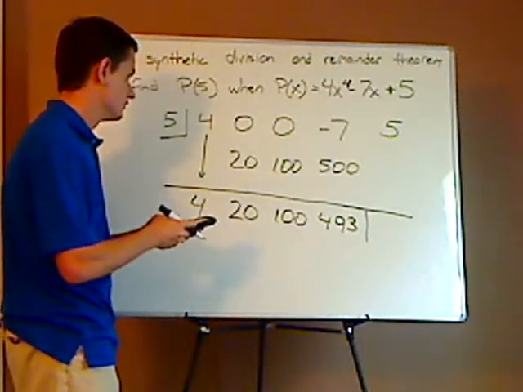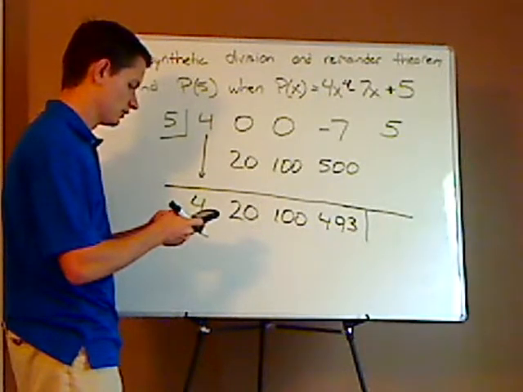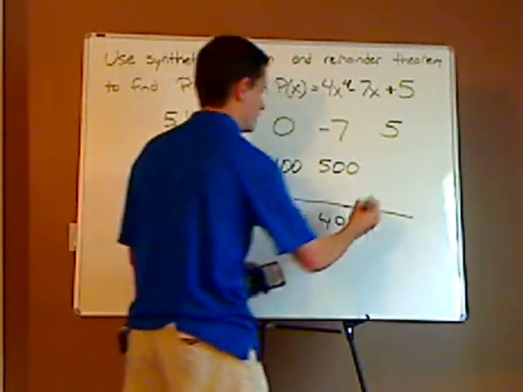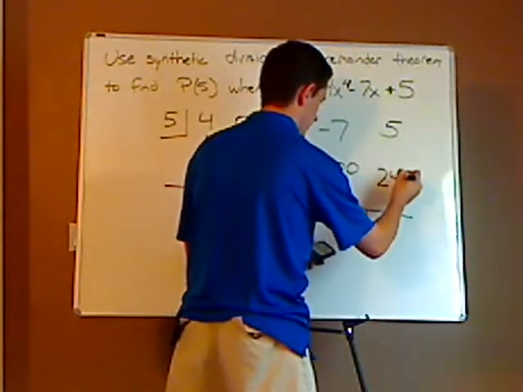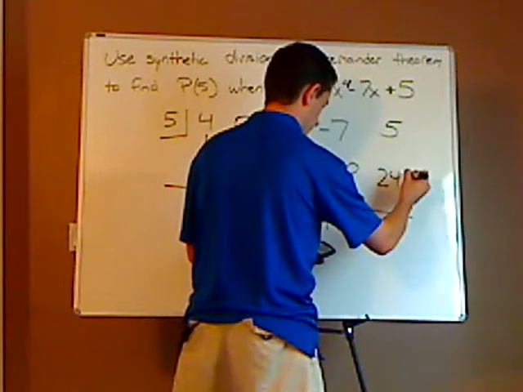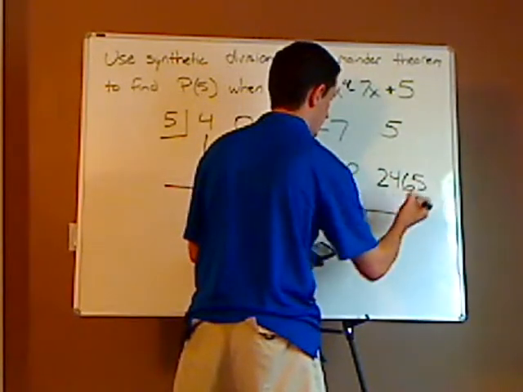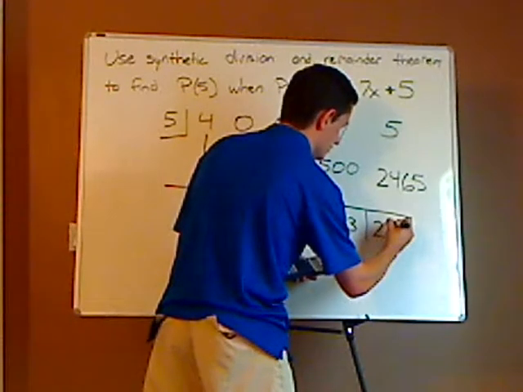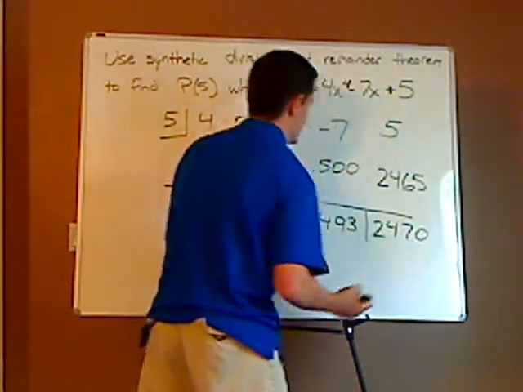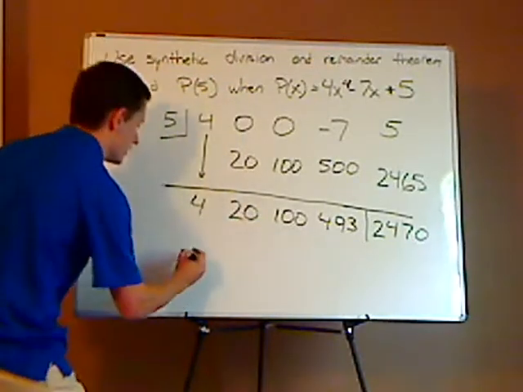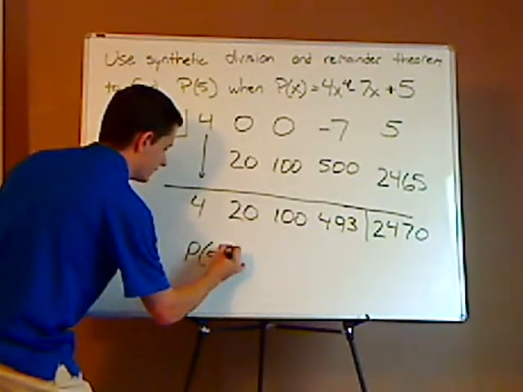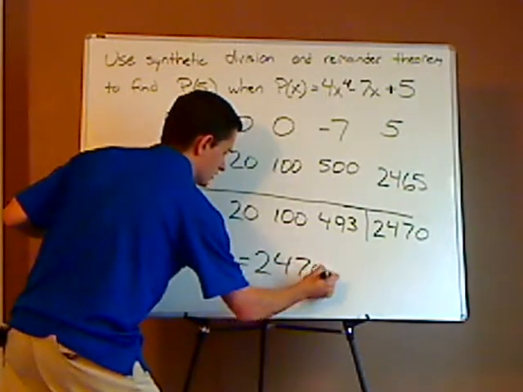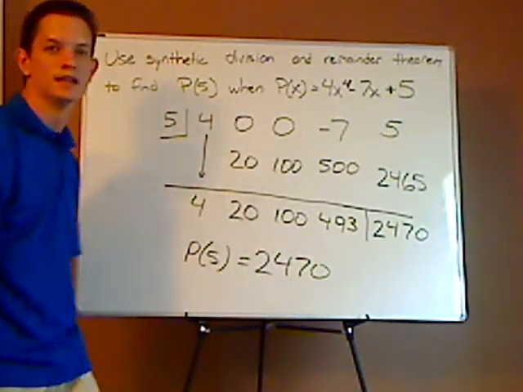I don't know what 493 times 5 is, so I'm going to use my calculator. 493 times 5, or you can do it out, is 2,465, and then add those. So it would be 2,470. So p of 5 equals 2,470. And that's it.